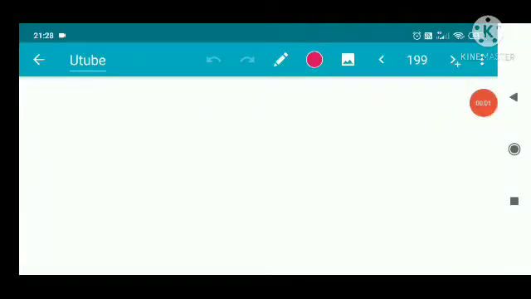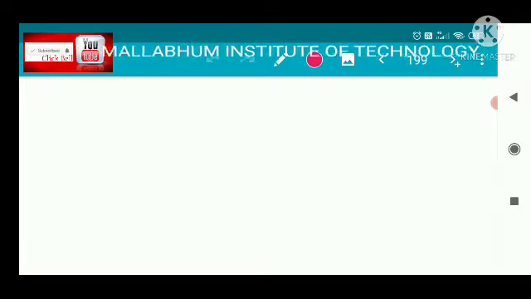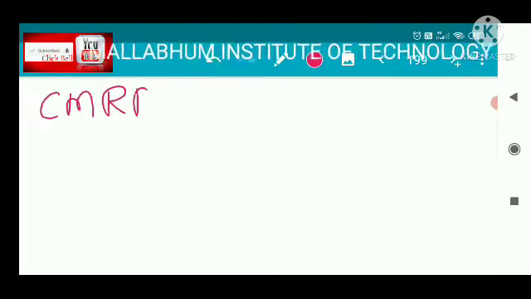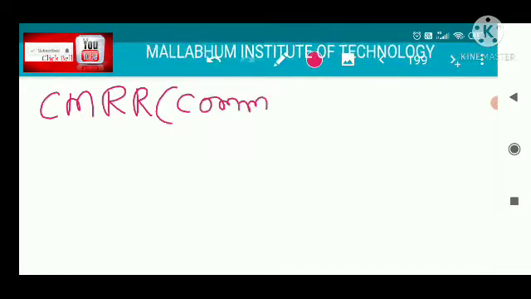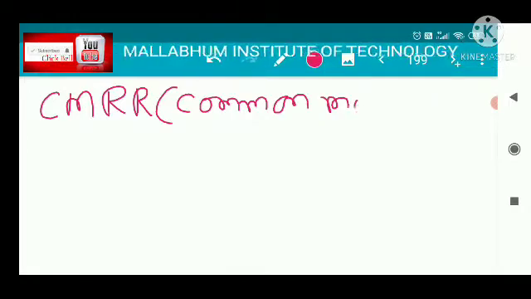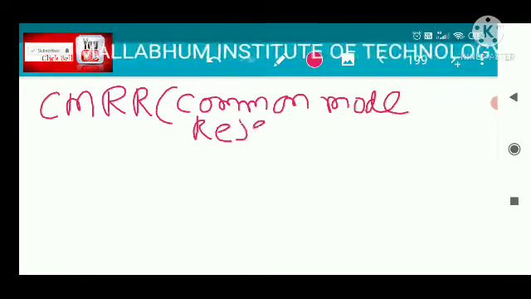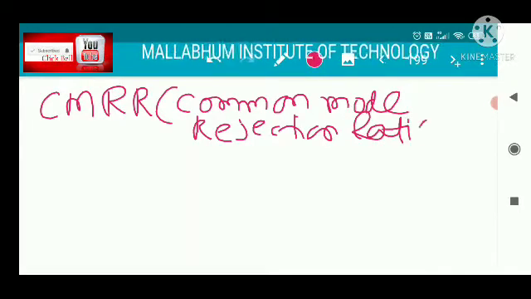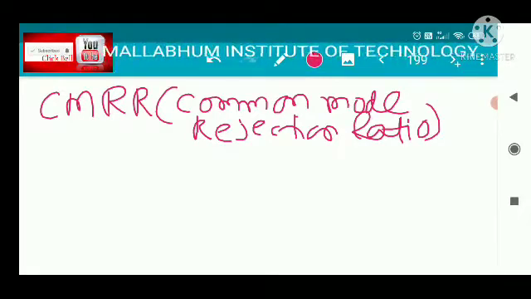Okay, so today we will now discuss the common mode rejection ratio. The abbreviated term is CMRR. The full form is common mode rejection ratio. Now before understanding the common mode rejection ratio, first let's talk about the differential amplifier.